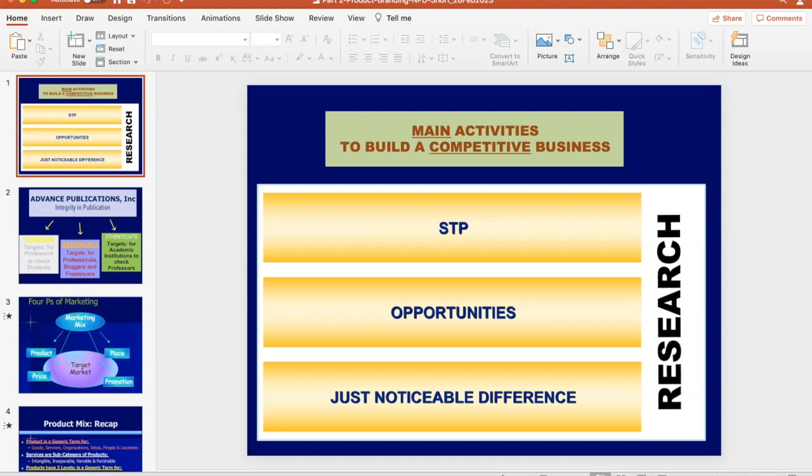But in order to do all of this effectively, the column that supports all of that is the research. So you need to do research on the STP, the opportunity, and the just noticeable difference in order to be able to come to the client and give them a solution to the problem that they're facing. So that's the overall philosophy, the business understanding that I've been trying to explain since we started in January.